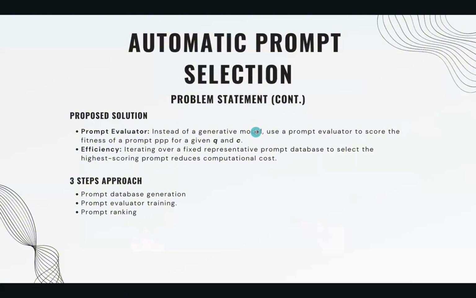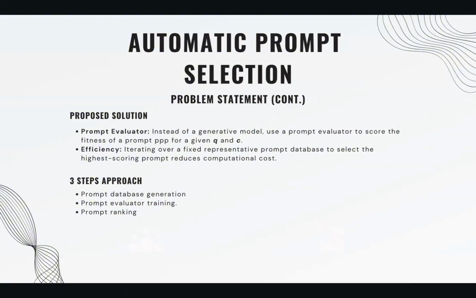There are three steps. First, prompt database generation. Create a fixed database of representative prompts to be used for different questions and contexts. And second, prompt evaluator training. Train an evaluator to assign scores to the triplets Q, C, P, indicating the prompt's effectiveness for the given question and context input. And third, prompt ranking. Use the trained evaluator to rank prompts from the database. Select the prompt with the highest score for the given question and context.